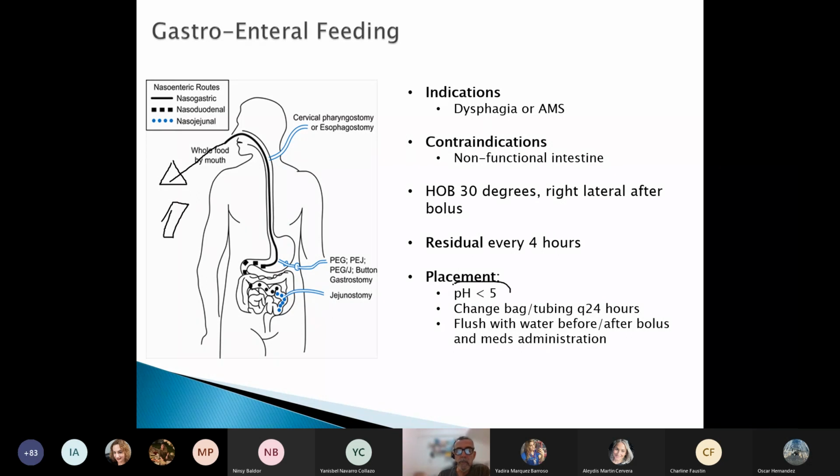A pH of 5 or less, so equal or less than 5, confirms that the tube is in the stomach. The tip of the tube is in the stomach because the only liquid that could be this acid is the gastric content.